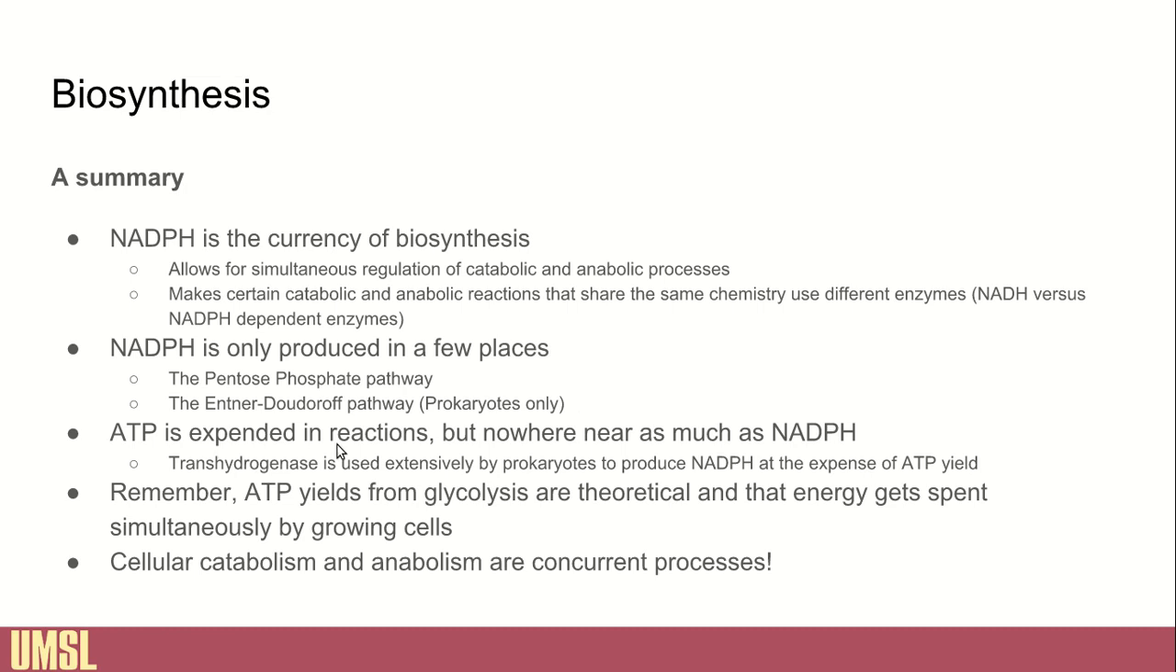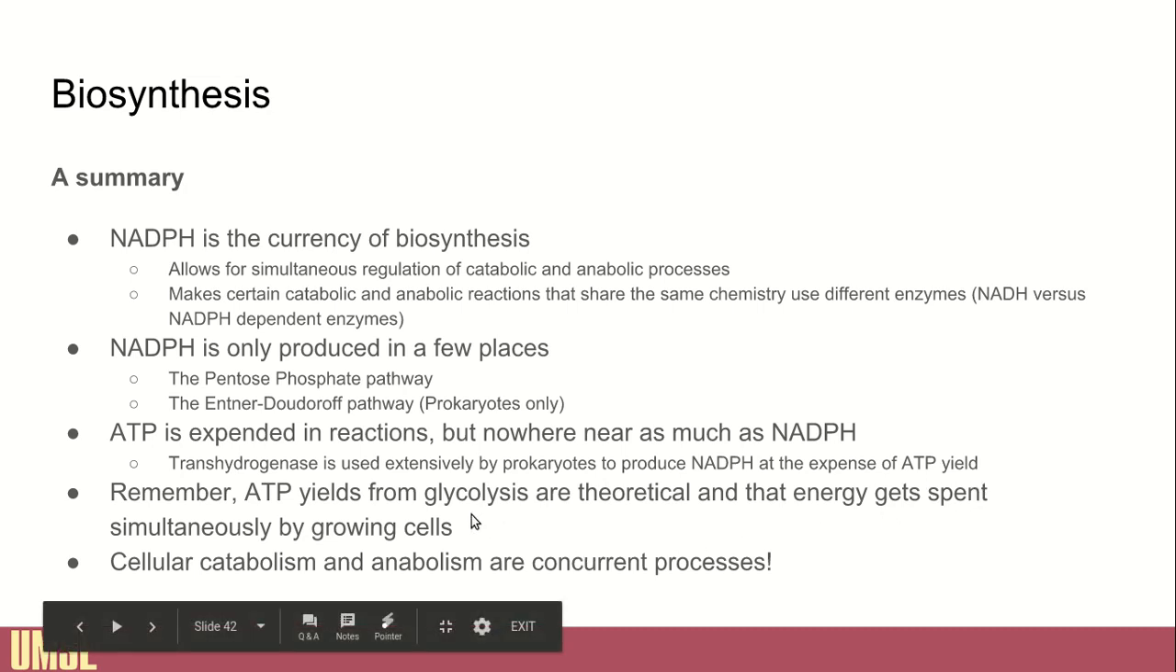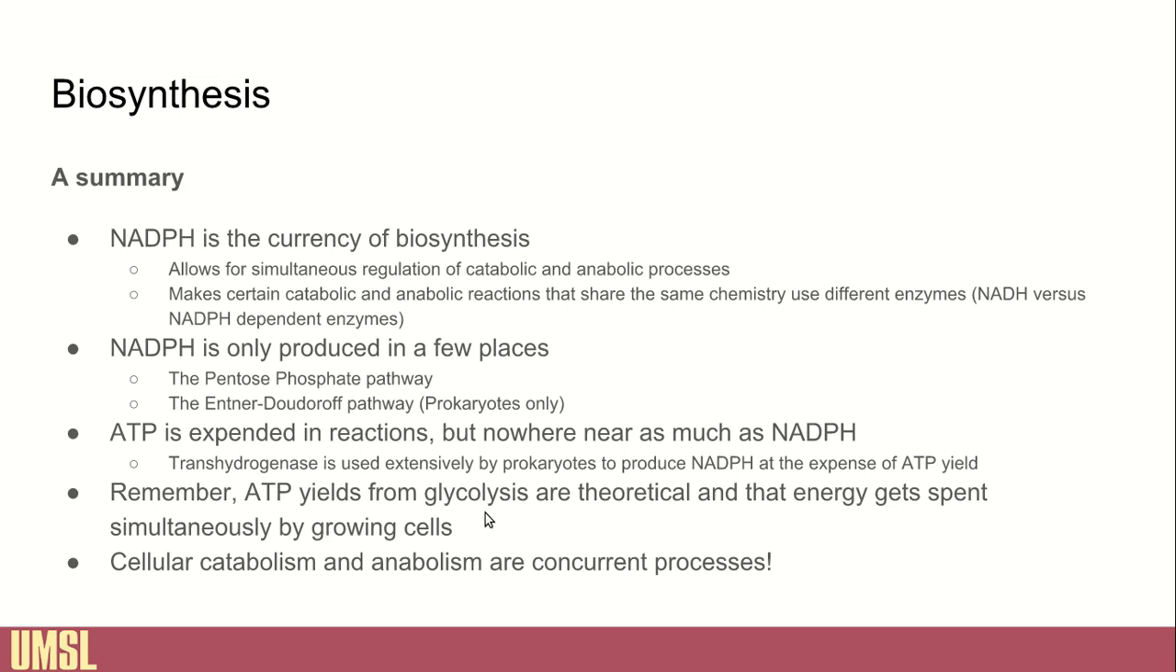Now ATP is expended in reactions, but nowhere near as much as NADPH. So transhydrogenase is used extensively in prokaryotes to produce NADPH at the expense of ATP yield. Now remember, ATP yields from glycolysis are theoretical, and that energy gets spent simultaneously by growing cells. So it's fair to ask, in a vacuum, how much energy in the form of ATP could you get from glucose, given the mechanisms and the thermodynamics of what an organism can do.